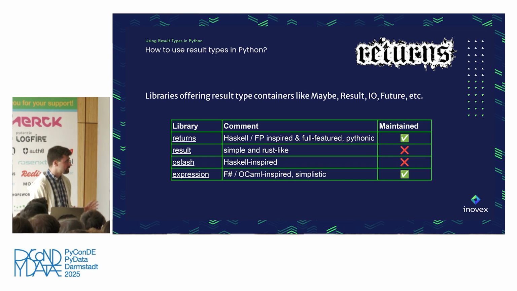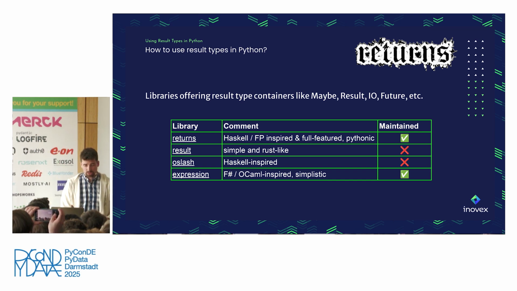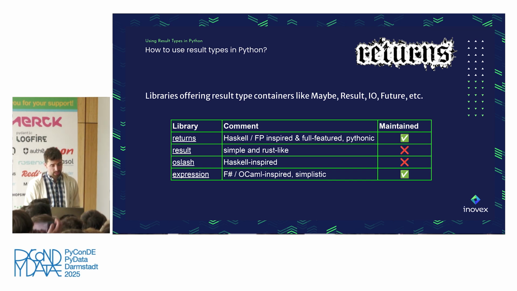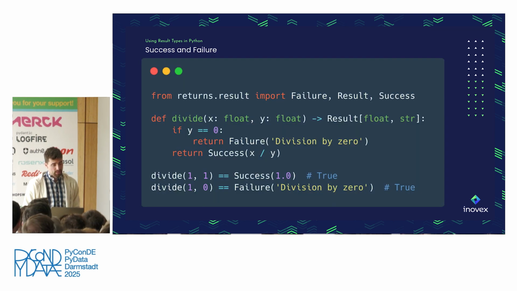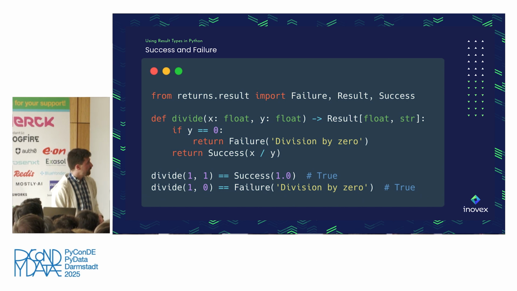Has a lot of features. Is quite Pythonic. And this is why I opted for returns for my small little experiments. There's also expression, which is more like OCaml, F# inspired, more simplistic. But let's look at how our example would look like in Python.